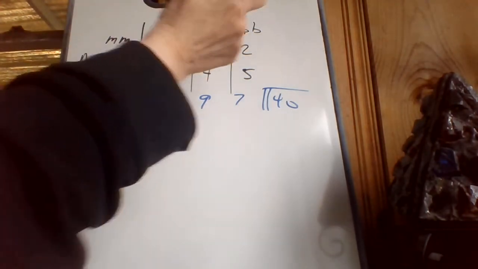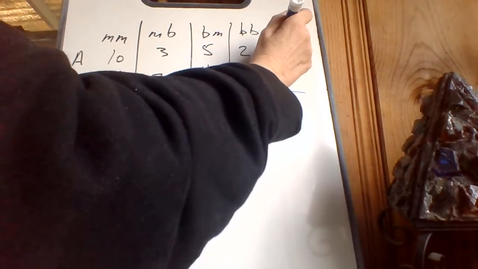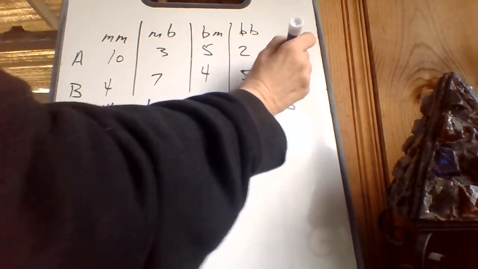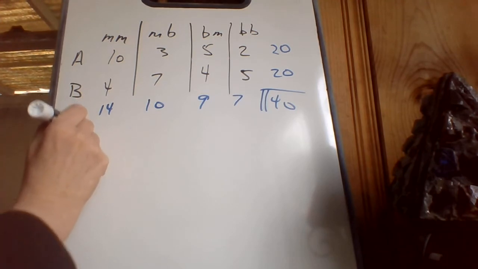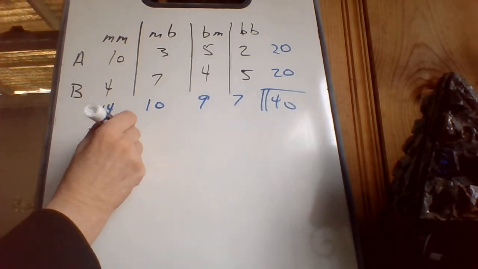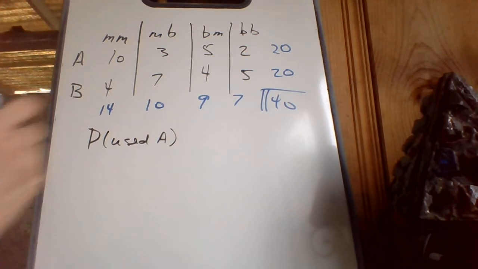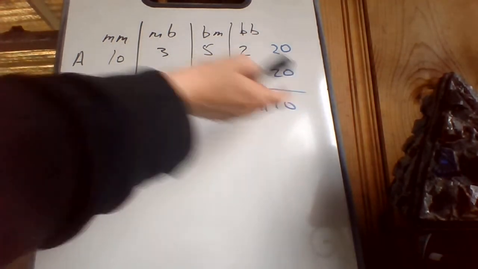Okay, so this is 20, and this is 20. All right, that works. So there's my chart. That's what it is. Probability that I used machine A. Well, you're just knowing. I just ran the experiment 40 times. It says so right here.